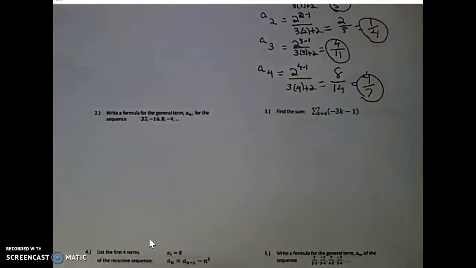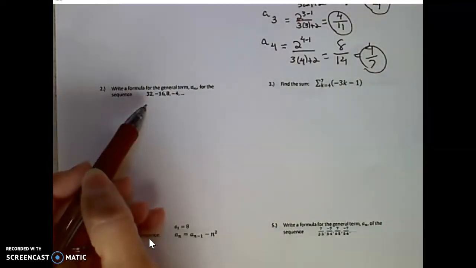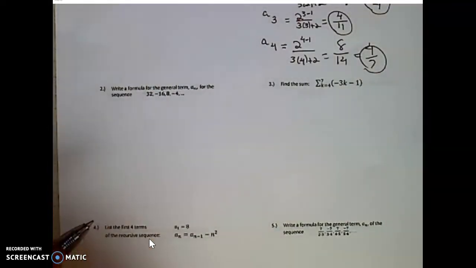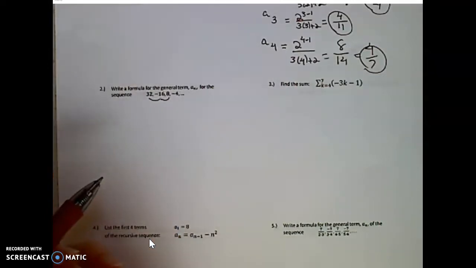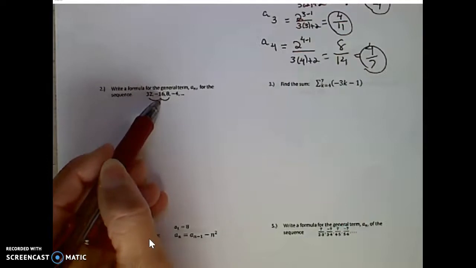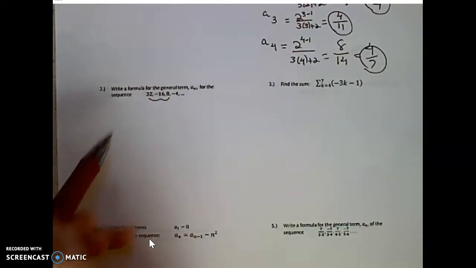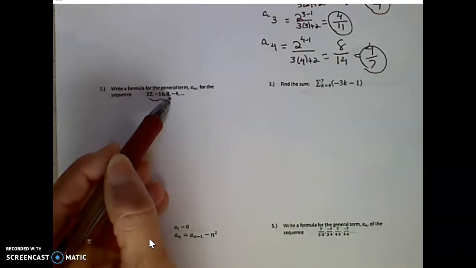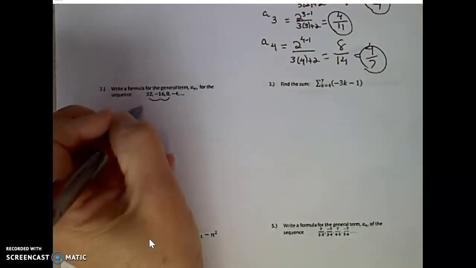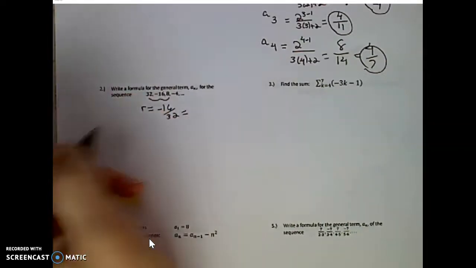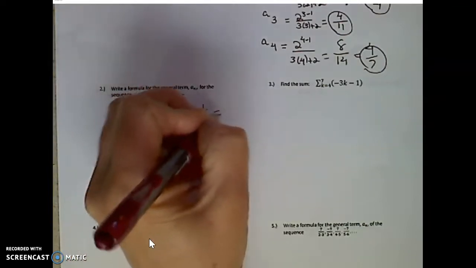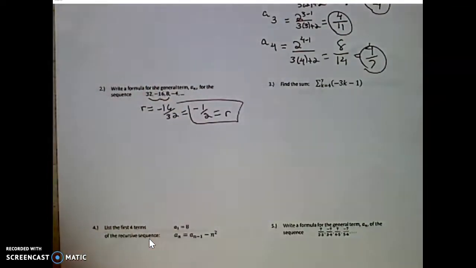Alrighty, I'll write a formula for the general term a sub n for this sequence. Always check first with what we know. Is that arithmetic, geometric, or neither one? Is there a common difference between terms? Or is there a common ratio of terms? This is a huge decrease and then an increase, so it's not arithmetic. I'm cutting in half, cutting in half, cutting in half, and changing the sign. That means that there's a common ratio. -16 divided by 32 is -1/2. And I get a common ratio of this geometric sequence of -1/2.